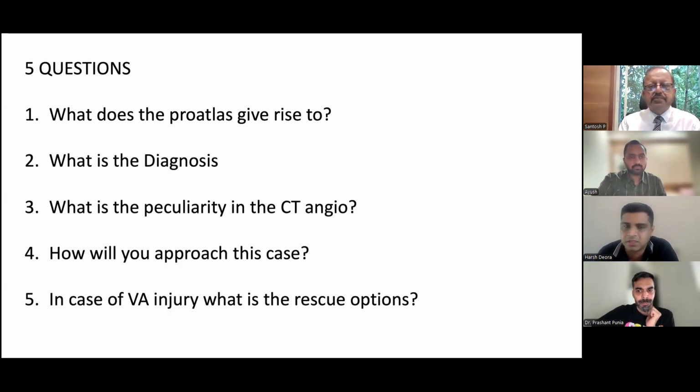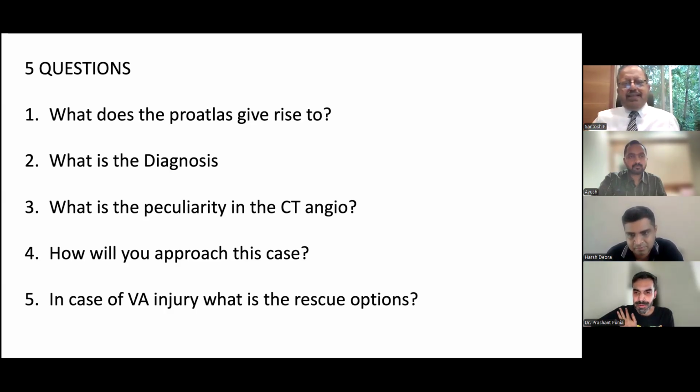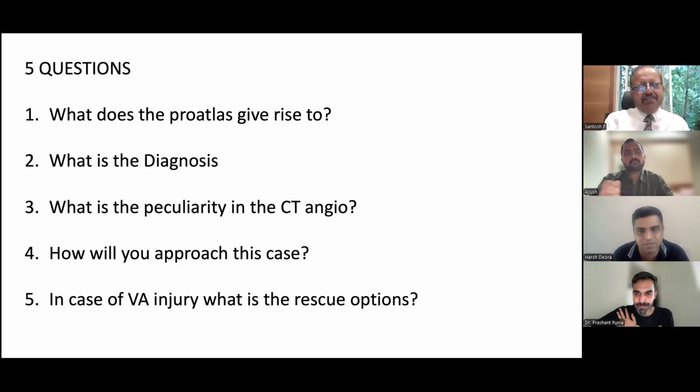Santosh sir, anything to add? And please, sir, feedback for both the students. Please be frank to them. It's not a final exam; they're just preparing.